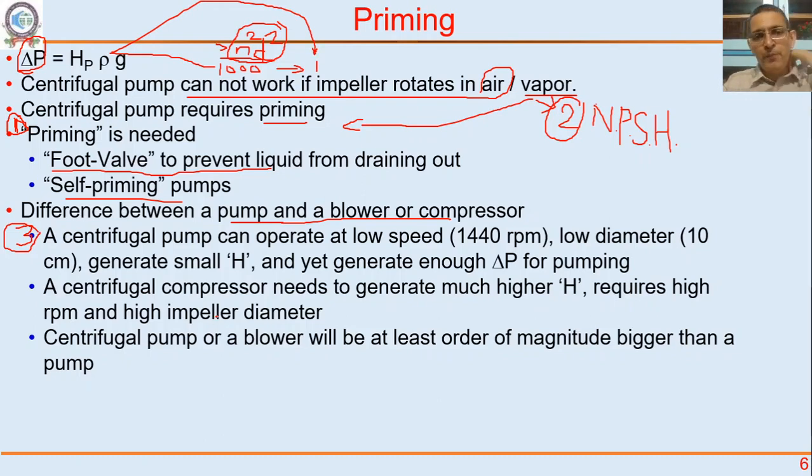So centrifugal blowers or centrifugal compressors will be much larger in size and diameter, and they will also rotate at a higher speed, much larger N. That's the third important point arising out of this.